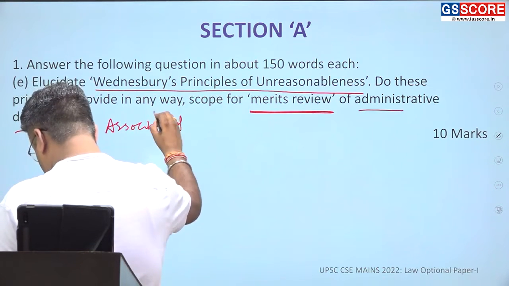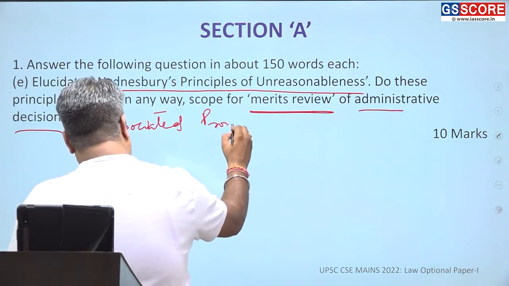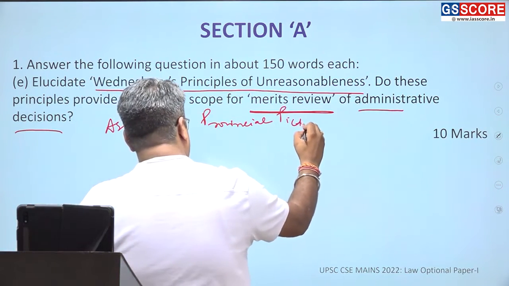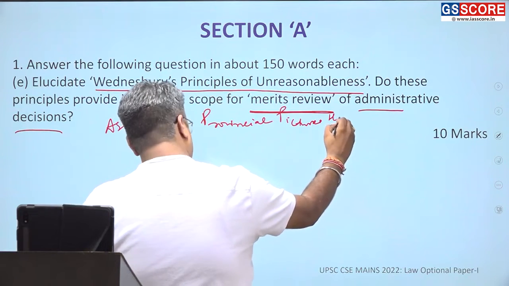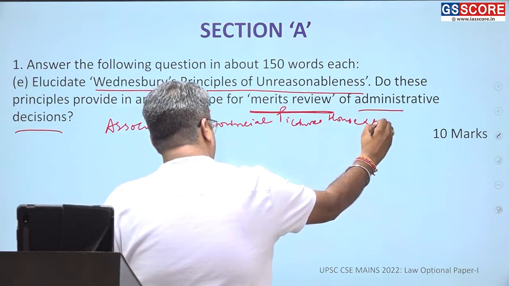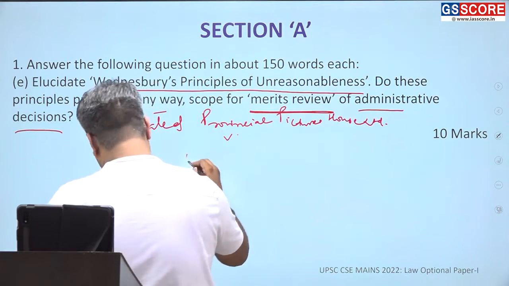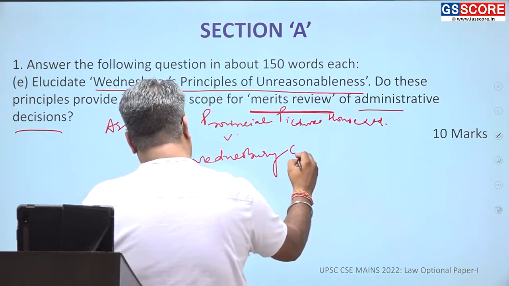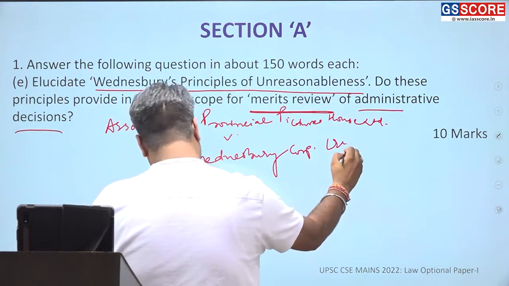Associated Provincial Picture Houses Limited versus Wednesbury Corporation, 1947.